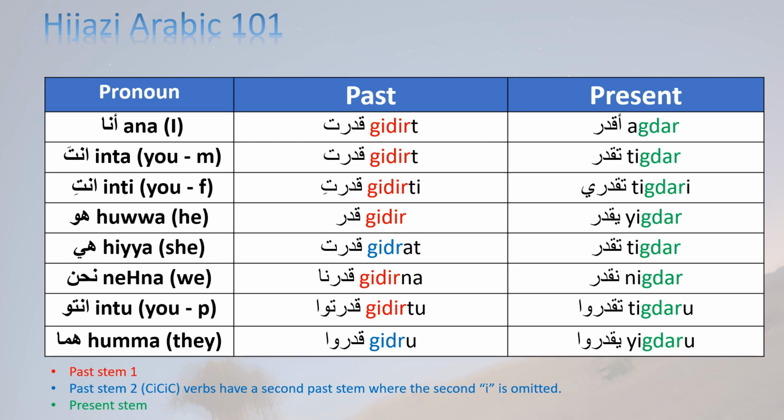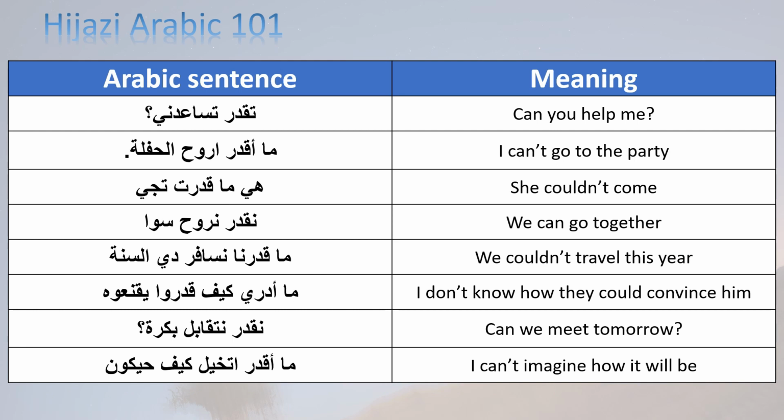Most verbs have two stems, one for the past tense and one for the present tense. However, verbs that have the pattern consonant, E sound, consonant, E sound, consonant have a second past stem where the second E sound is omitted. Now let's read some example sentences.